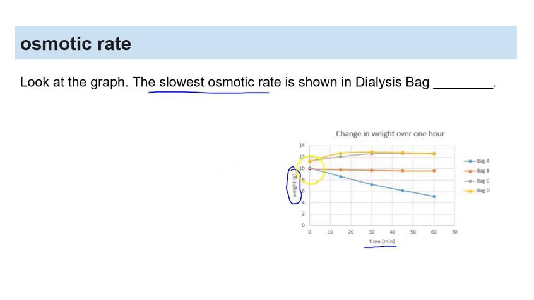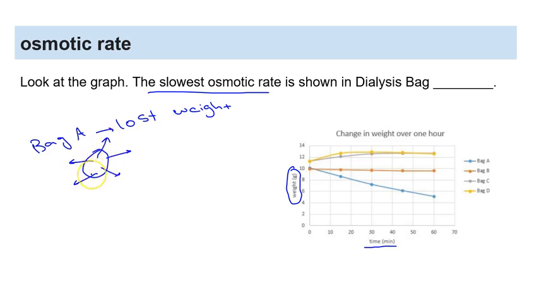So the bag A started at 10 gram, then after 1 hour or 60 minutes, we see the bag A lost weight. What does it mean? The losing weight means that our cell lost weight. It means that the water went out of the cell.